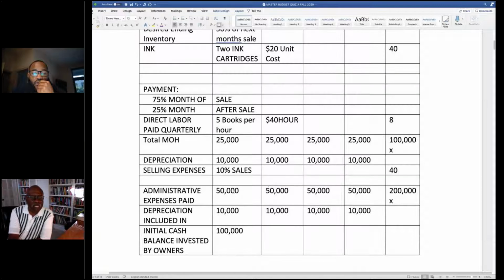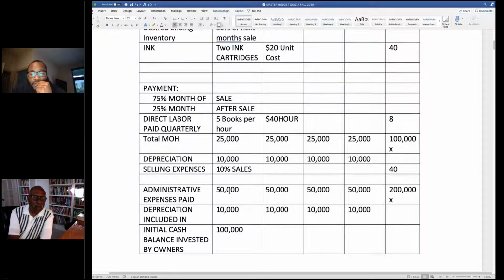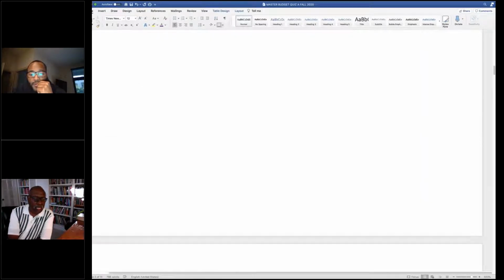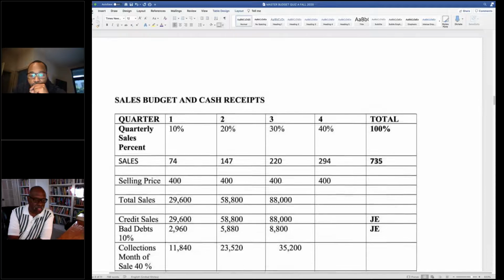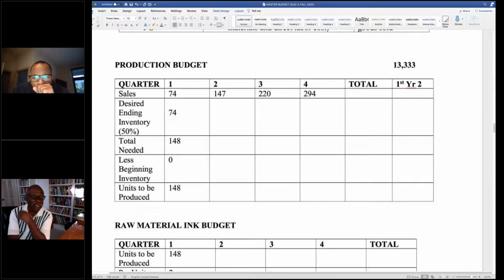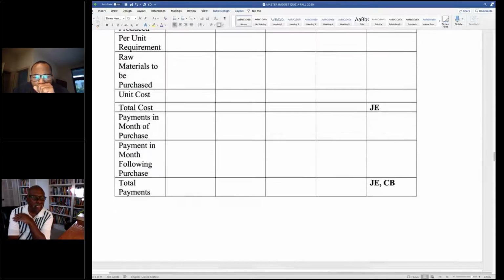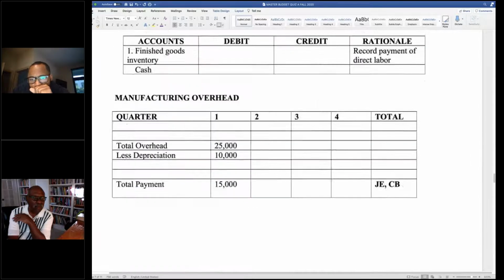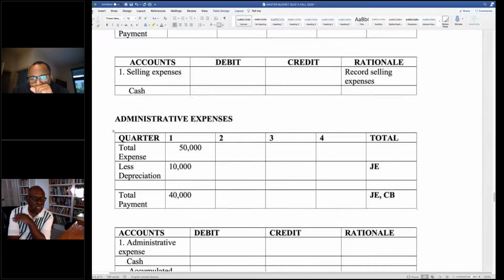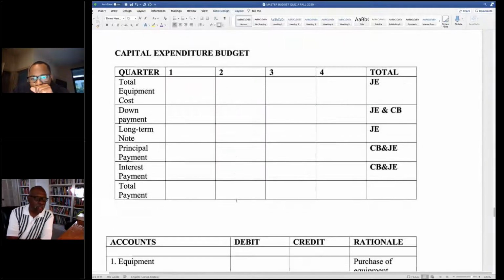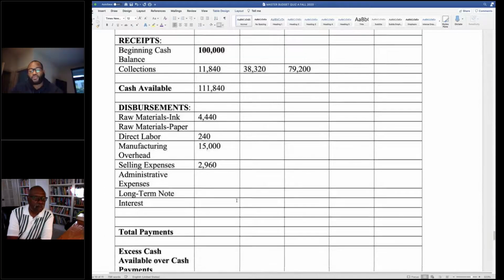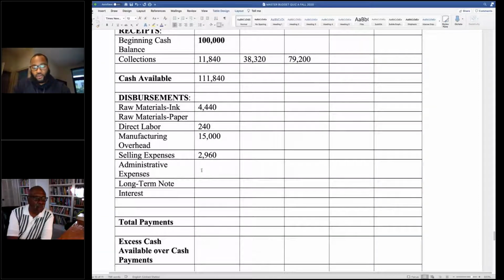Let's see, administrative. Yes, but it's 50,000 a quarter. Yeah, that's what I'm asking. Is it about a quarter? About a quarter. Okay. So you don't have to pay for the depreciation. So your cash outlay is only $40,000. So let's go ahead and put that on our budget. Administrative expenses, 40,000.